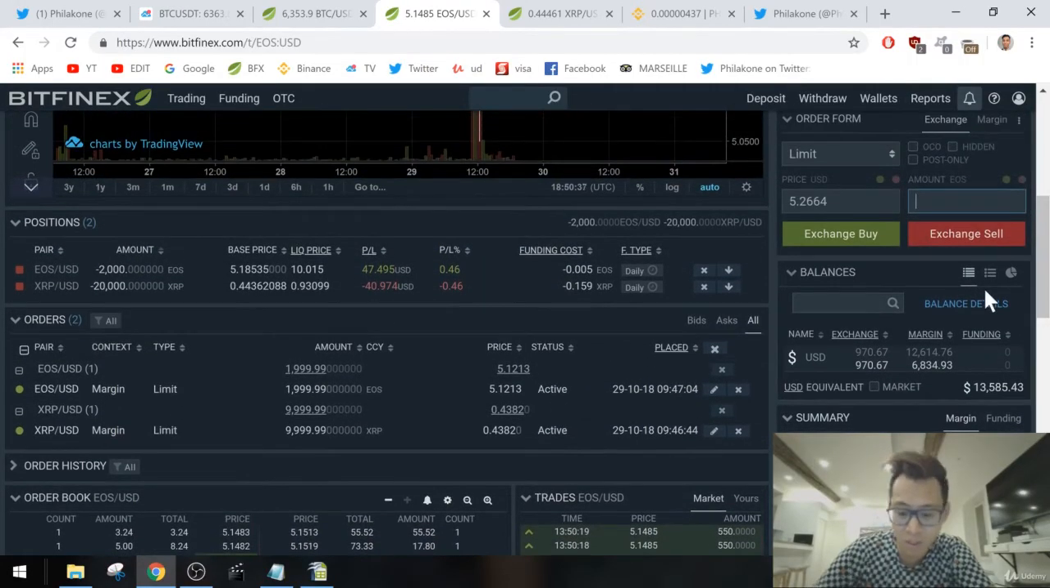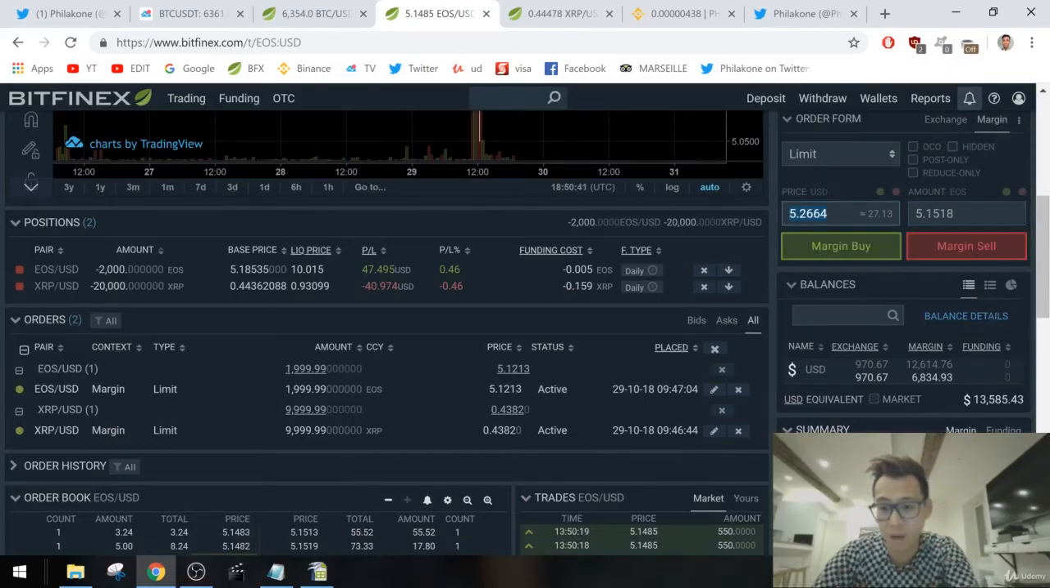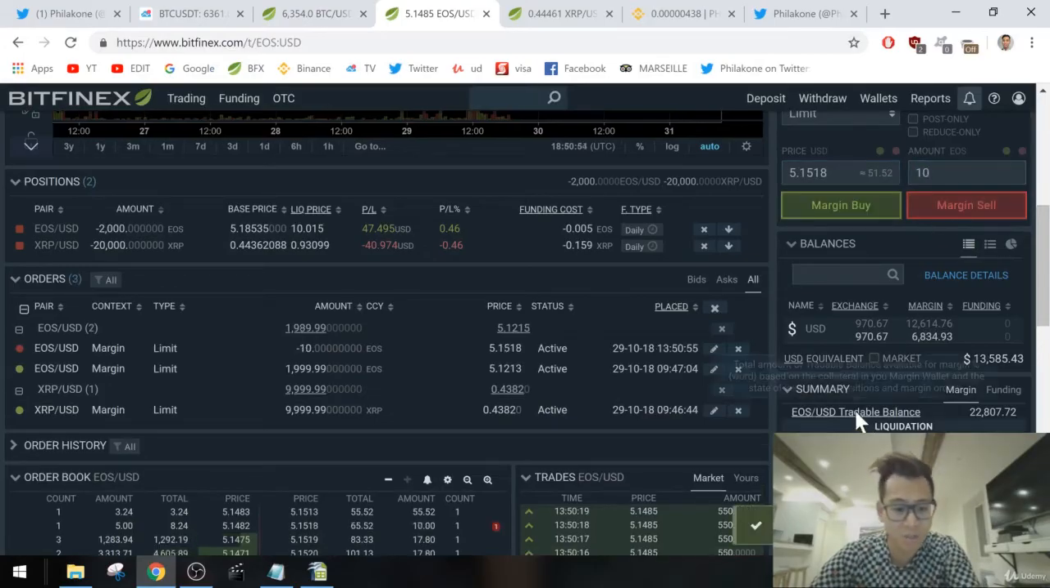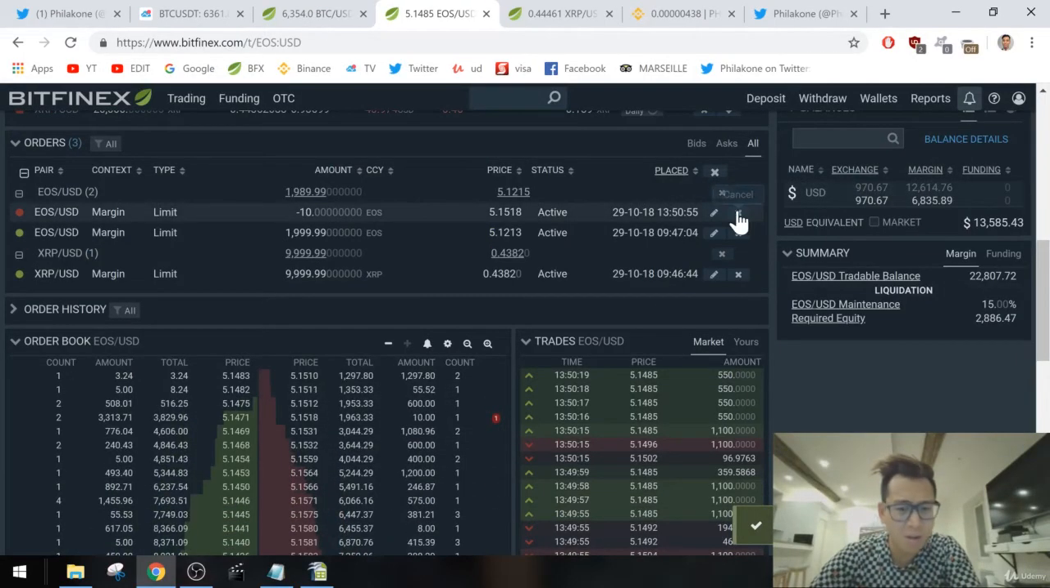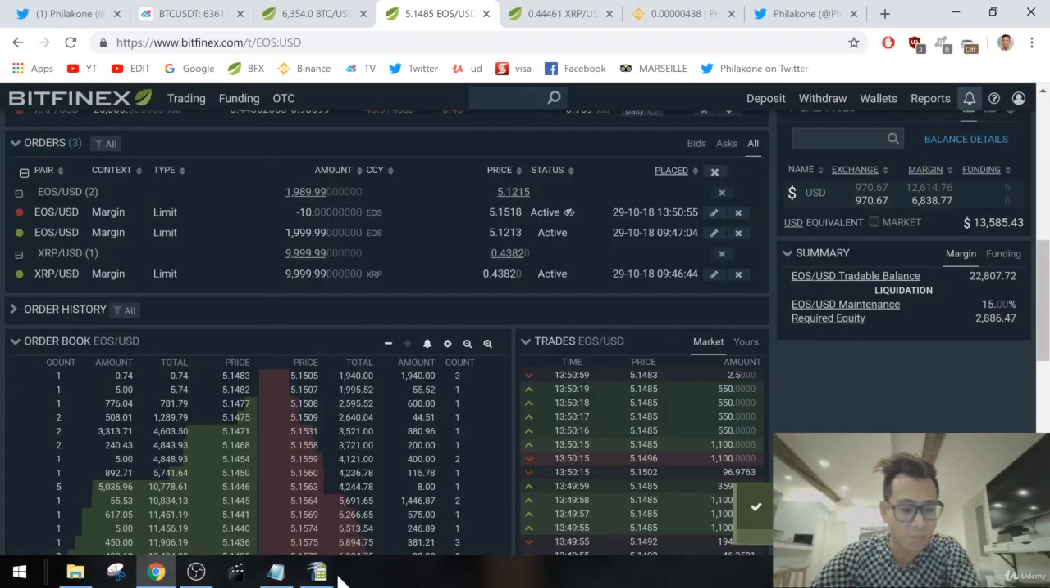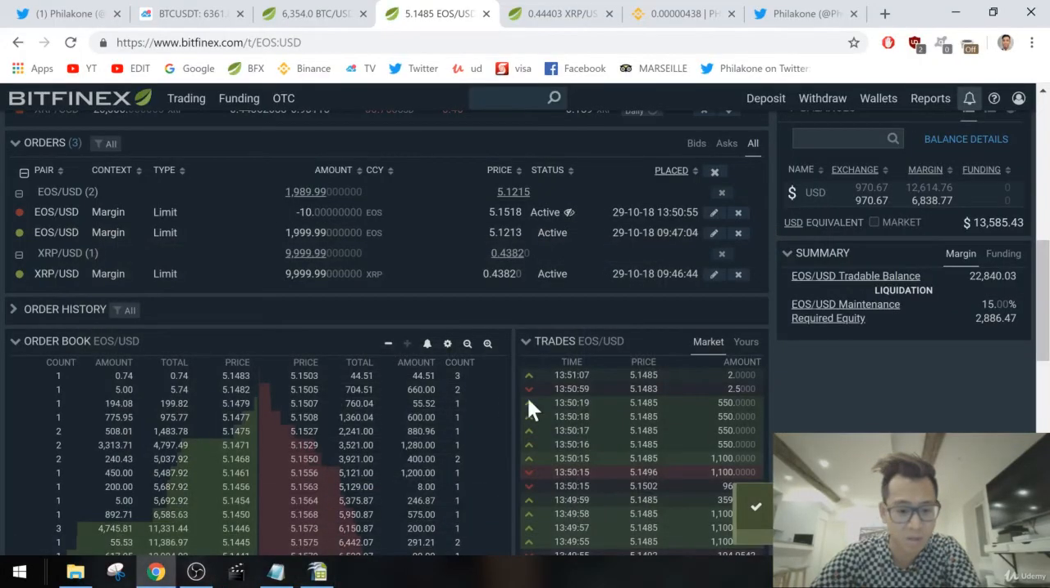If I put one here at 5.1518, just normally, okay, I'm just going to show you very quickly. If I put down 10, just as an example, you see it right there in the order book. But if I go hidden, you actually don't see it in the order book at all right now. Do you guys see it disappear at 1518?